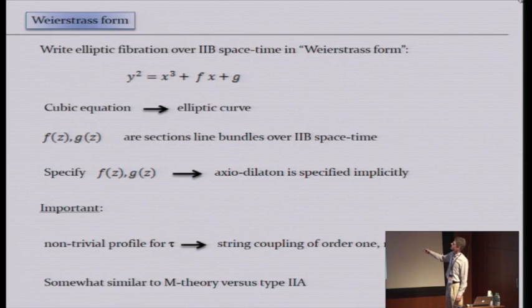And now we want to vary this over the type 2B spacetime, which basically means that f and g are functions of coordinates on the type 2B spacetime. More precisely, they're sections of certain line bundles over the type 2B spacetime.